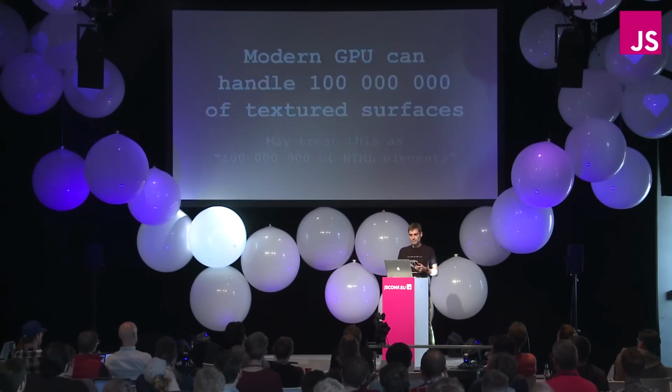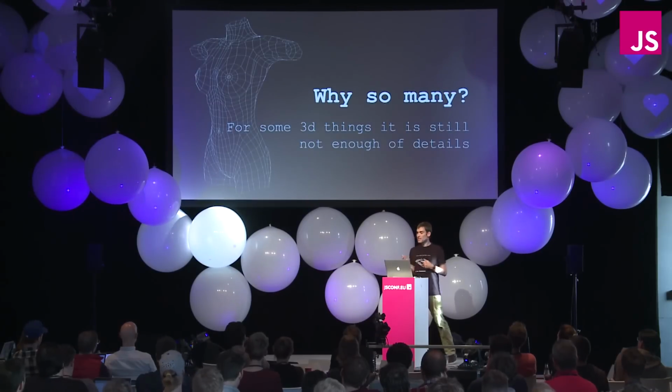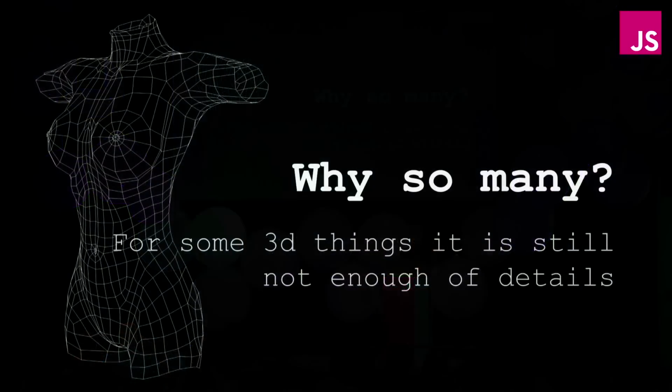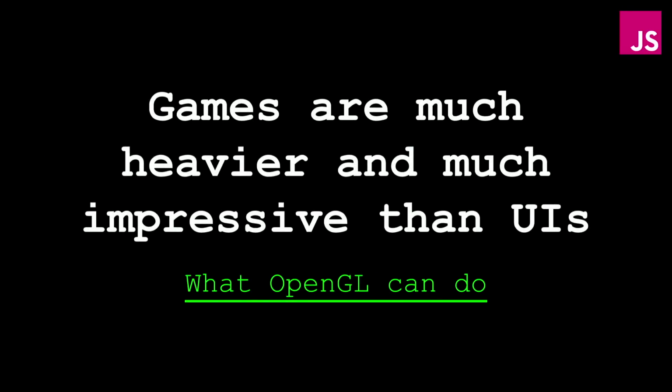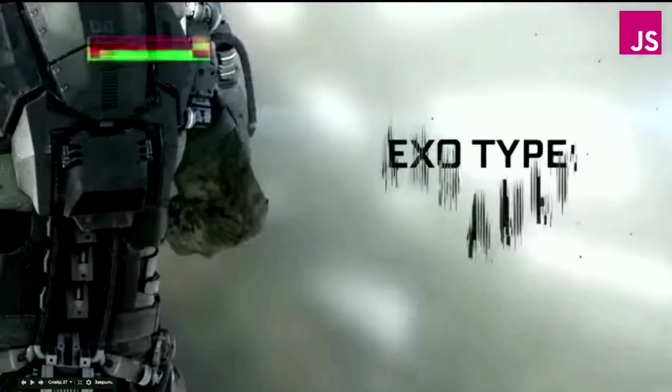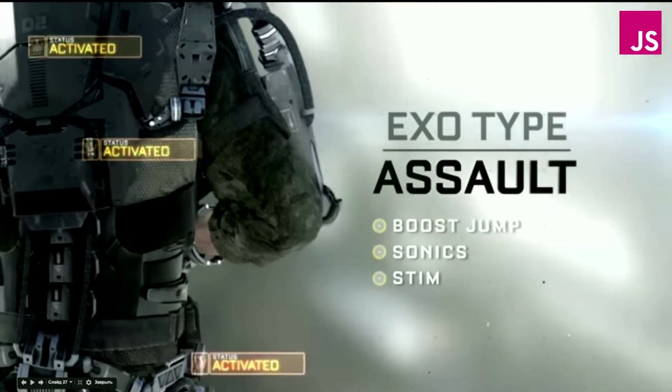Yes? Cool. Why so many? Because for some things, it's still not enough of details. 3D needs a lot, but we can use this in 2D. And if we have a look at the power we have in our PCs and our Macs, it's pretty amazing. So let's try to see what GPU does in modern games, because WebGL and OpenGL are basically technologies being used in modern games. And the same technology you can use to render HTML and CSS.